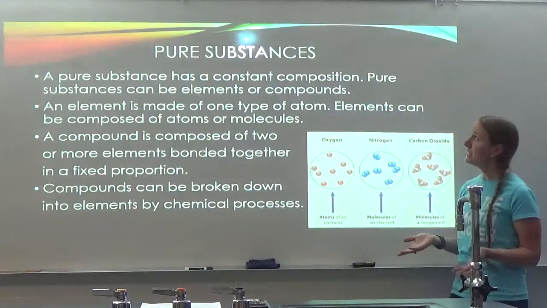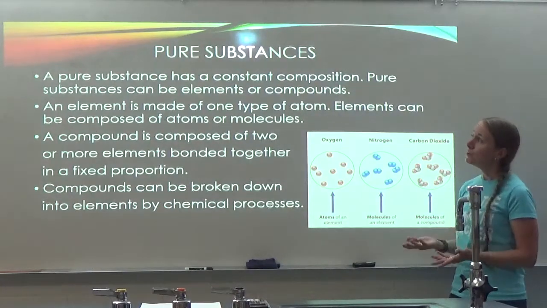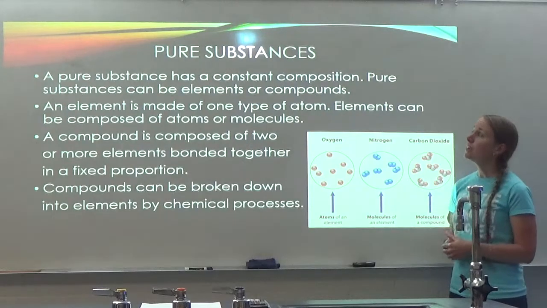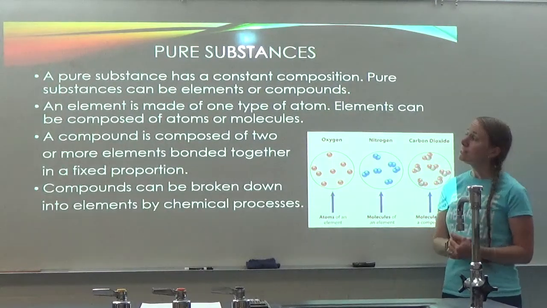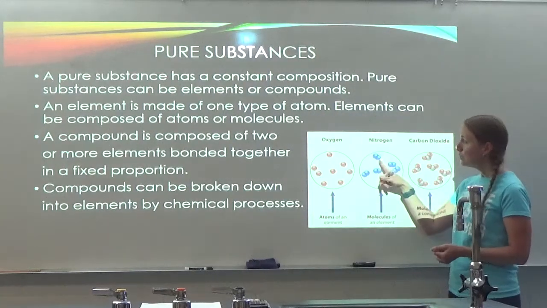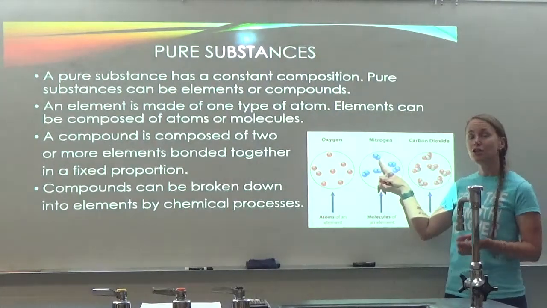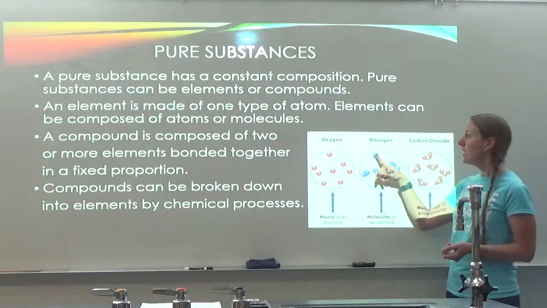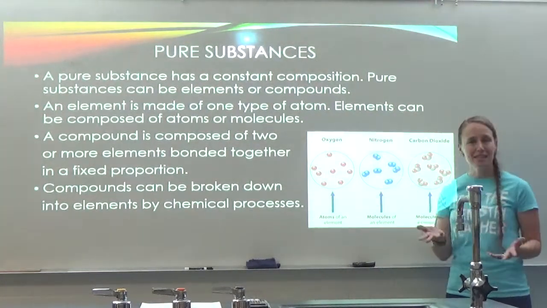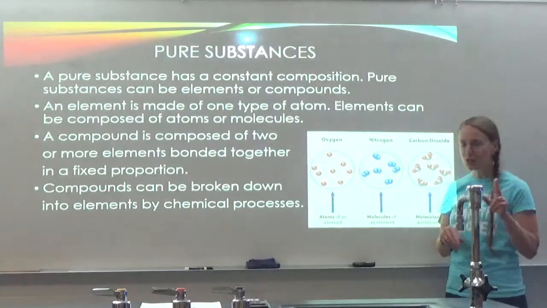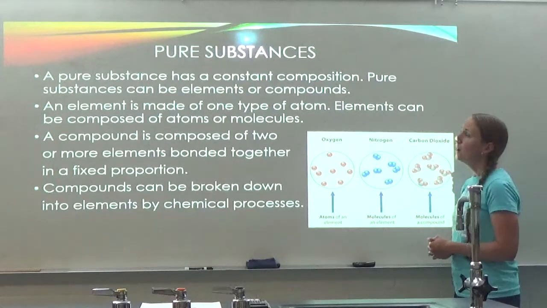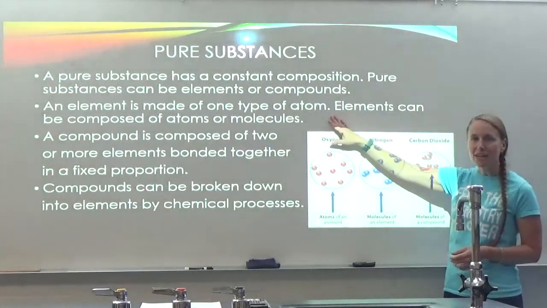So a pure substance has a constant composition. Pure substances can be elements or compounds. An element is made of one type of atom. Elements can be composed of atoms or molecules. For example, nitrogen is an element. It's just made of nitrogen atoms. But because it's one of those 7 diatomics, it exists as molecules of N2. Oxygen's the same way, it exists as O2. But not all elements exist as diatomics.